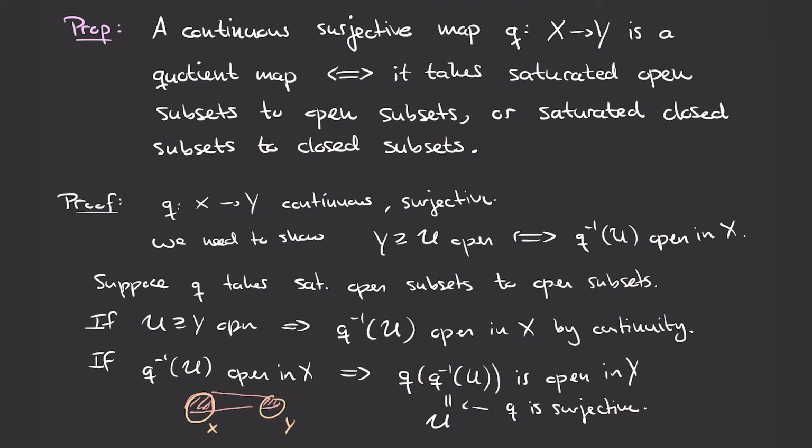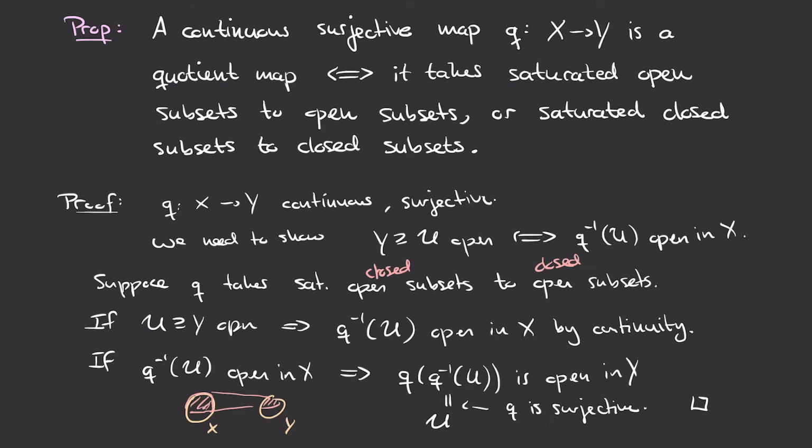Okay, so with that we're actually done with the proof, because we've shown that if we assume that we have some continuous surjective map, then this condition here, this equivalence, will hold provided that that map takes saturated open subsets to open subsets. I've again left out the case where we assume that the map takes saturated closed subsets to closed subsets, because this is very similar, and we'll see in a brief moment an equivalence of defining quotient maps also in terms of closed subsets, so this actually then just becomes the same proof.